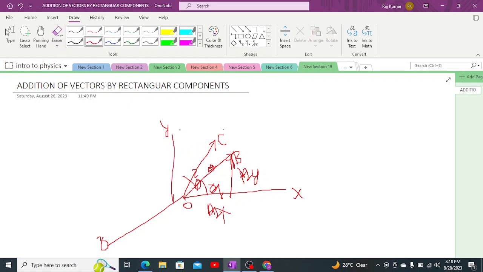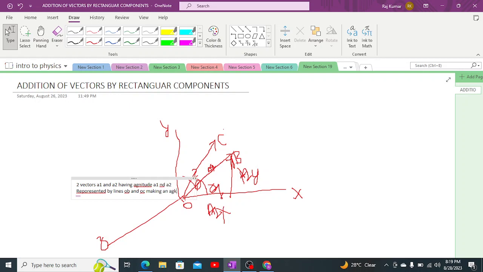Let me just write it over here. Two vectors a1 and a2 having magnitudes a1 and a2, represented by lines OB and OC, making angles theta 1 and theta 2 alongside the x-axis.